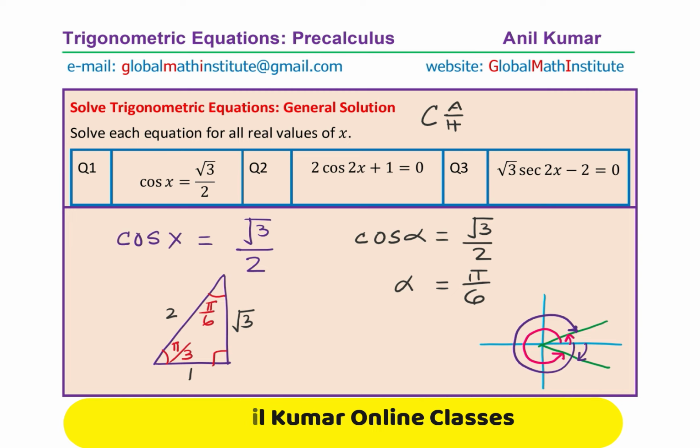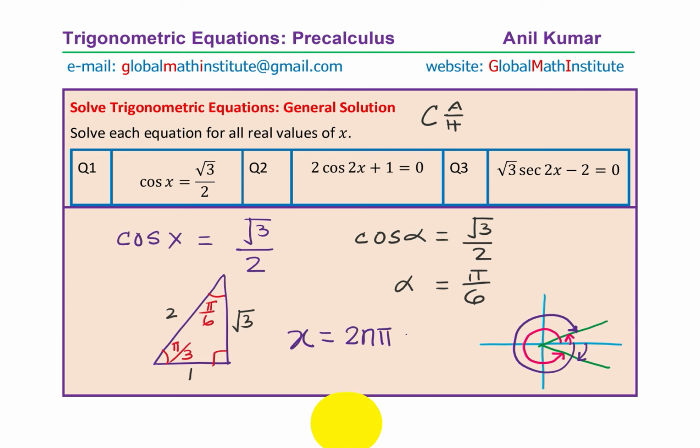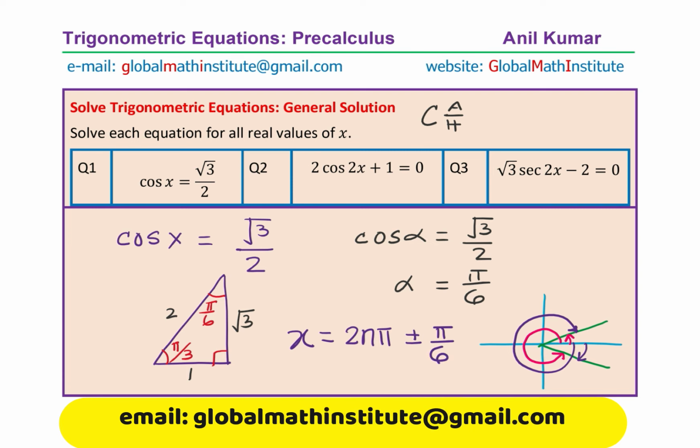And therefore, the general solution for x is equal to what? Well, it is 2n pi plus minus pi by 6. Makes sense? So that becomes the general solution, and here n belongs to the set of integers. Is that clear to you? So that is how we are going to solve it. So I hope it is absolutely clear.